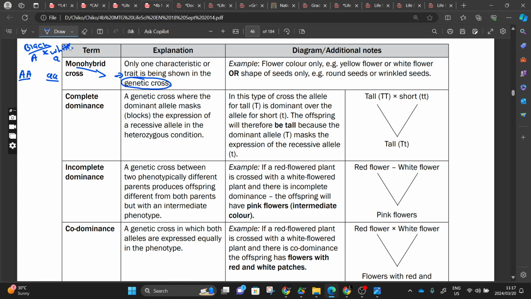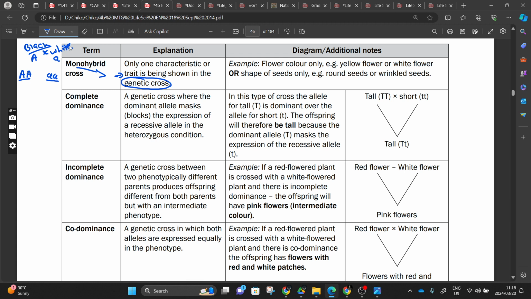The monohybrid, we are crossing one trait. If we are talking about the tallness of the plant, we are going to cross a tall plant and a short plant. If we are going to talk about cats, we'll be talking about a trait, like the whiskers and the beard. You might find that some cats have long fur, some cats have short. So those are the traits.